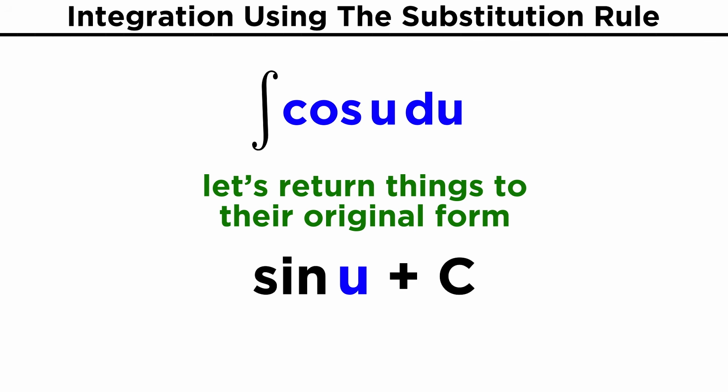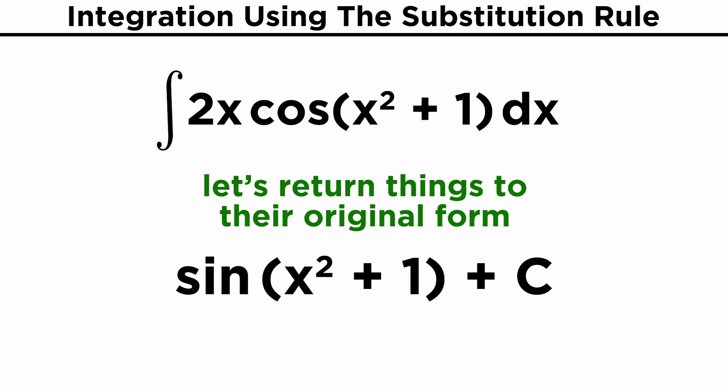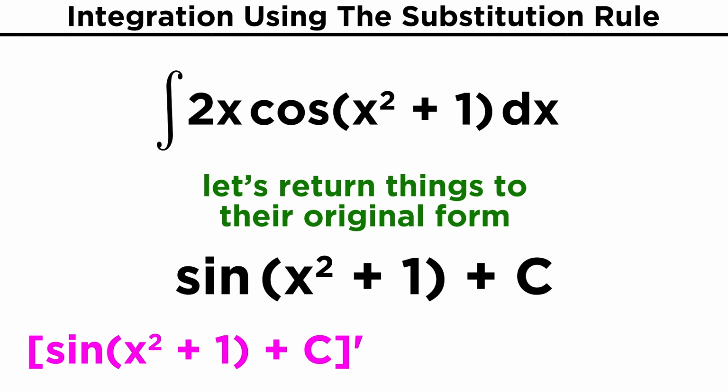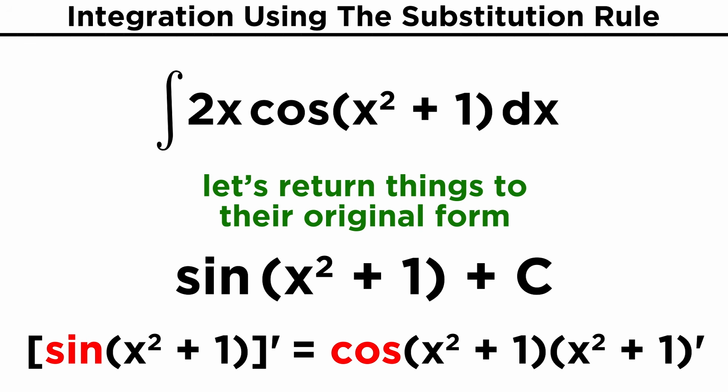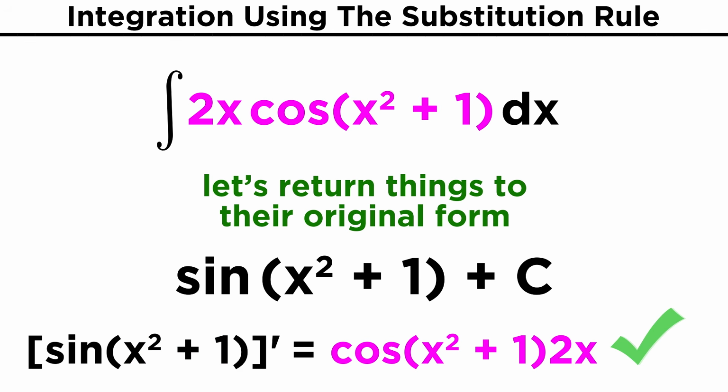Now that integration is complete, let's return u back to its original form, and we have sine of x squared plus 1 plus c. And that's the answer. Just to be thorough, let's differentiate this and make sure we get what we started with. C will go away, so it's just sine of x squared plus 1. According to the chain rule, we do the outer function first, so we get cosine of x squared plus 1 times the derivative of what's inside, which is 2x. That is indeed what we started with, so this approach worked like a charm.